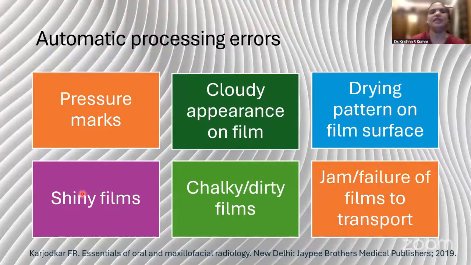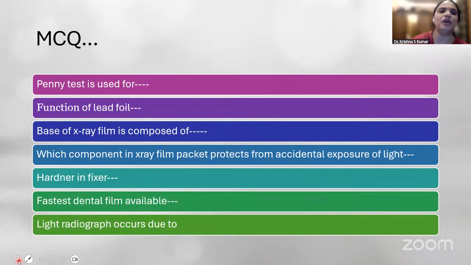Along with these errors, there are errors exclusively seen in automatic processing machines. That is the pressure marks from the rollers, a cloudy appearance of the film, or a white, chalky, dirty film. It is all because of dirt or depleted developer or fixing solution, drying patterns due to excessive drying temperature, shiny films, or jam or failure of the films to transport when the roller is jammed and very soft. The films fail to move through the rollers.